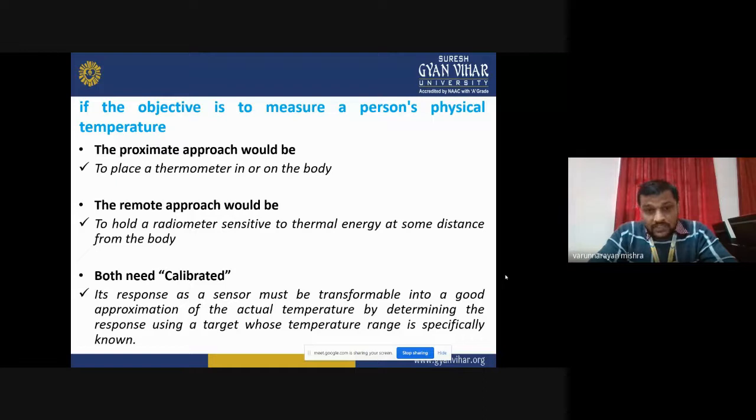whether we are going for proximal sensing or remote sensing, in both cases our sensors should be calibrated. Calibration is very important. Whatever we are going to observe, whether through proximal sensing or remote sensing, its response must be transformable into a good approximation of the actual temperature. Before measuring anything, our sensor should be calibrated to a reference point or reference value, so that the information, the temperature in this case, that we gather can be considered an approximation of the actual temperature of the body. So calibration is very important.